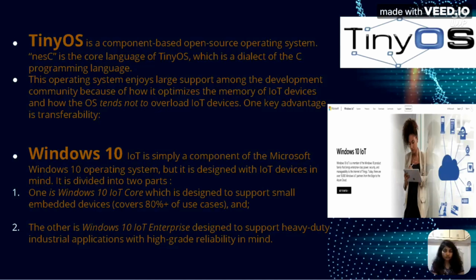The last one is Windows 10. It is a component of the Microsoft Windows 10 operating system and it is divided into two parts, that is Windows 10 IoT Core and Windows 10 IoT Enterprise. The former will support very small embedded devices and the latter will support heavy duty industrial applications with high grade reliability in mind.